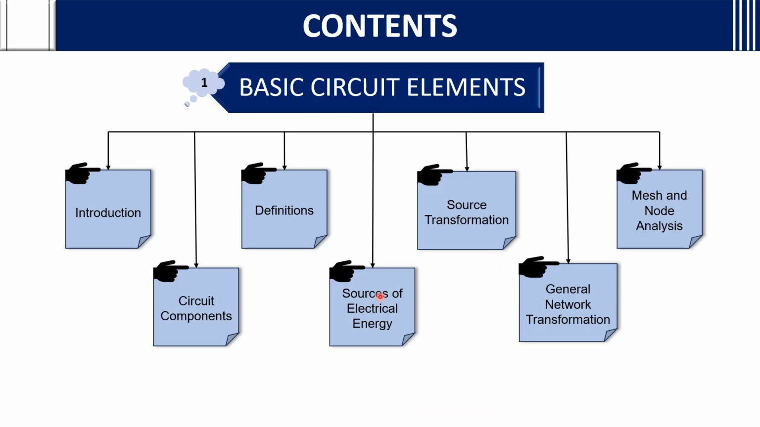I'm stopping the video here. We covered introduction, circuit components, definition, sources of electrical energy, source transformation, general network transformation, mesh and node analysis. So the basic circuit elements, the first chapter of the first module, is done. Now we are left with the second chapter, and I will start my videos with the second chapter and upload it after this.